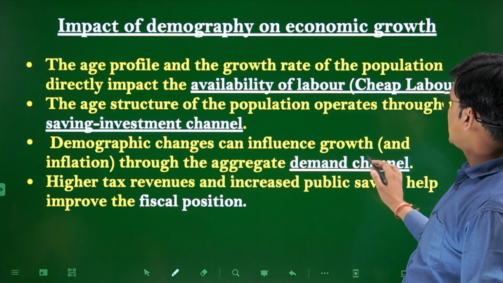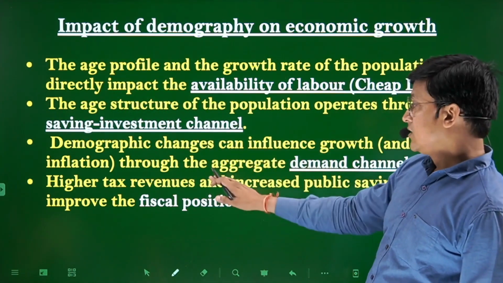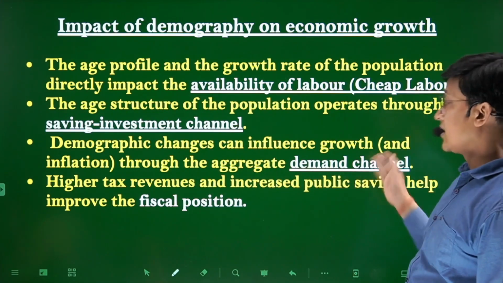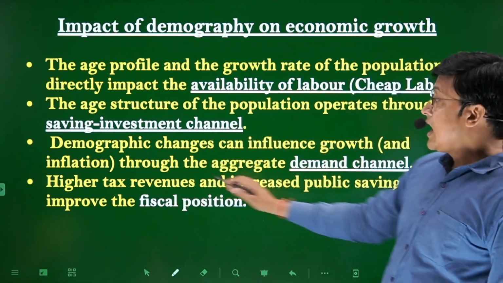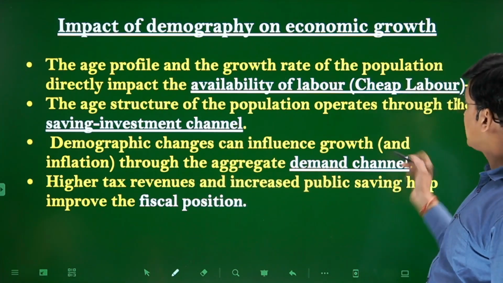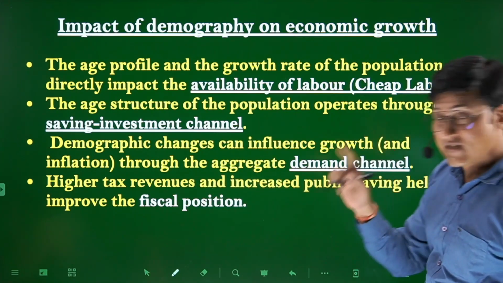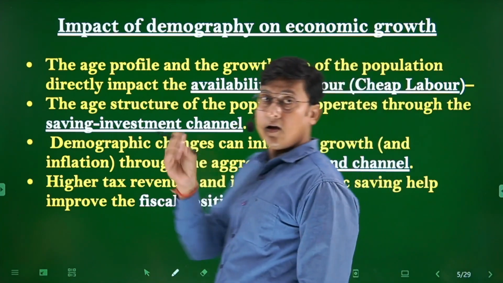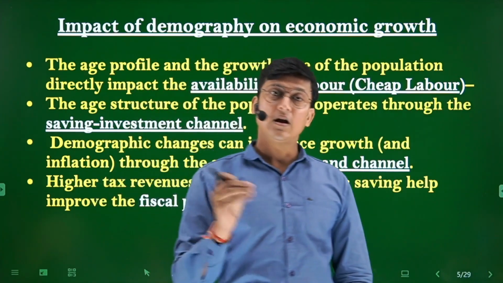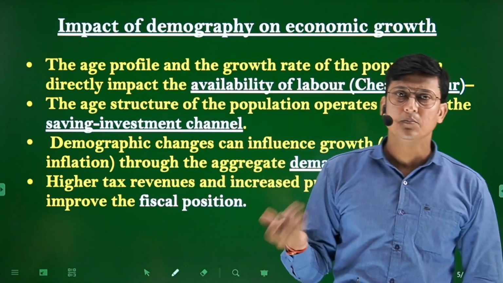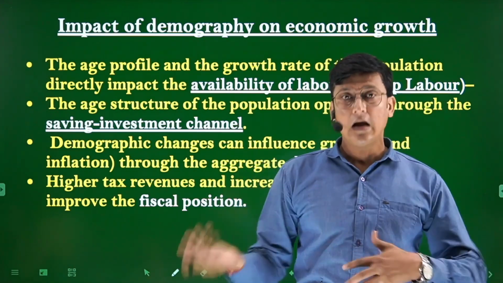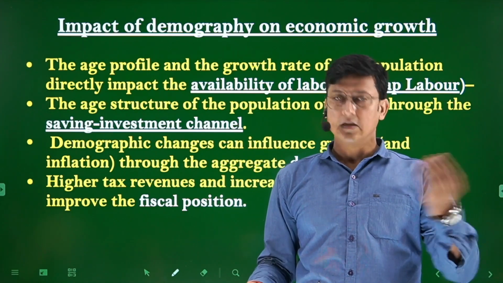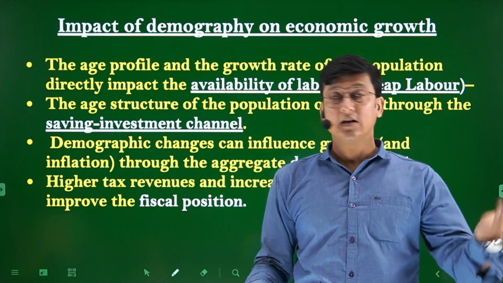Demographic changes can influence growth and inflation through the aggregate demand channel. As I told you, the demand will increase and the economy shall grow. Higher tax revenue and increased public saving help improve the fiscal position. If a higher number of people are earning, ultimately the government is getting higher tax, direct and indirect both. It is not only about the income tax, it is about the indirect tax also.